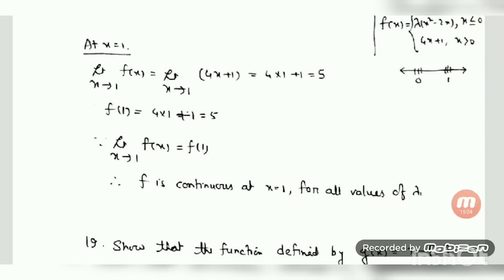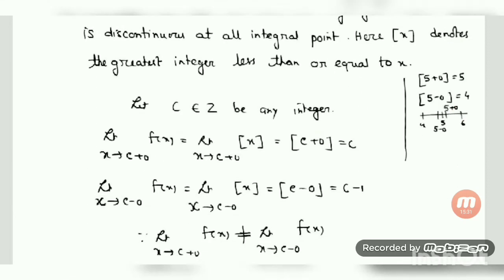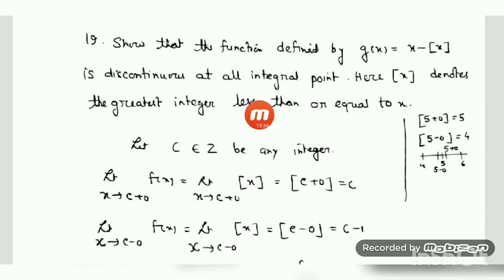So it is continuous. What about the continuity? It is x. So we can give the conclusion that the function is continuous for all values of lambda. Now let us go to the next question, number 19.